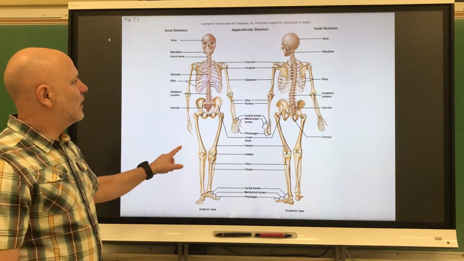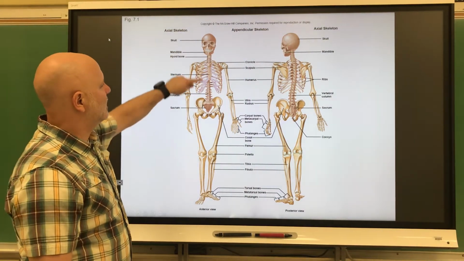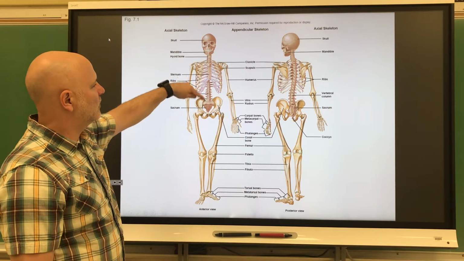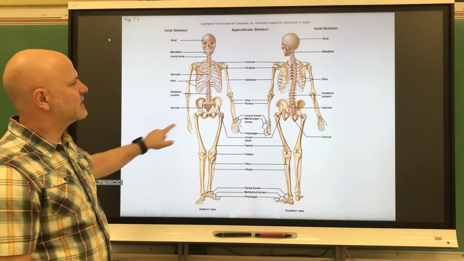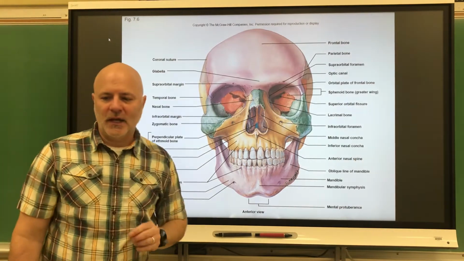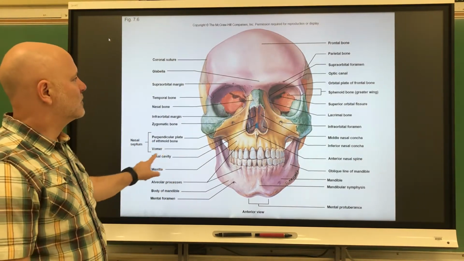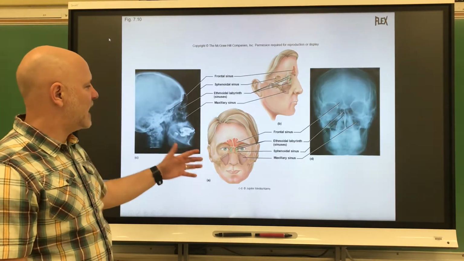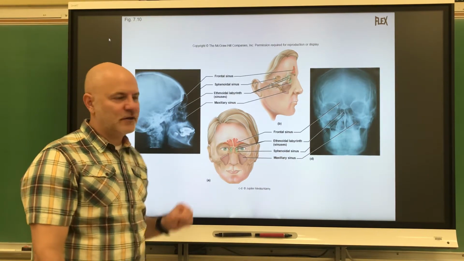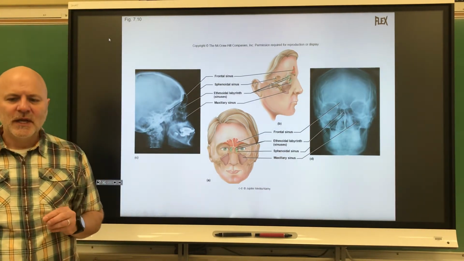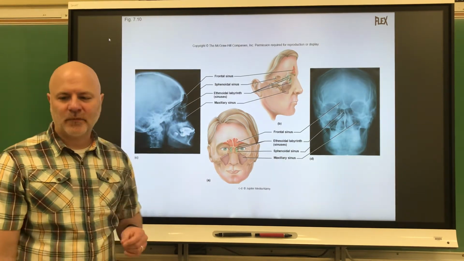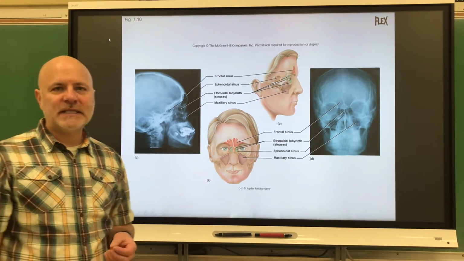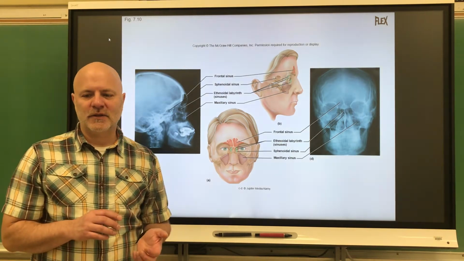All right, so we already talked about the axial skeleton, that's the skull, vertebral column, and ribs, and the appendicular skeleton, which is the arms and legs and pelvises. Let's take a look at some things in the skull. Our skull has some sinuses, and this is a good picture of those sinuses. These are air spaces in cranial bone lined by mucous membranes. They give voice resonance, and they also help reduce the weight of the skull.